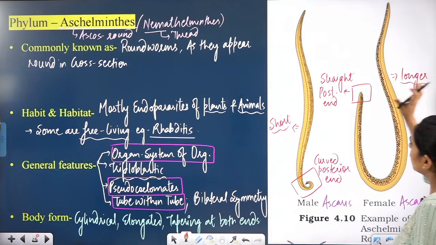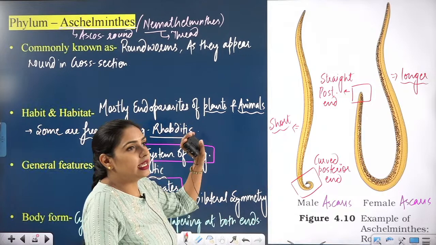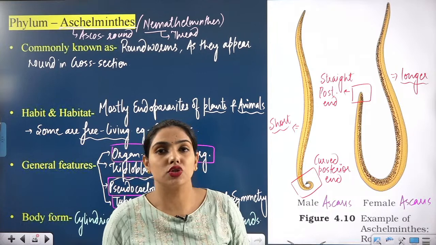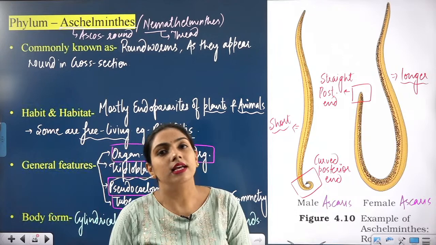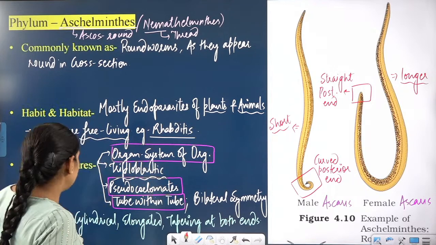So externally, if you see the male and female in this phylum, you can easily distinguish between the male and female, and this feature is known as sexual dimorphism. Like in humans also, you can easily tell by external appearance that this is a male and this is a female. Similarly, in phylum Aschelminthes also, you will see sexual dimorphism.